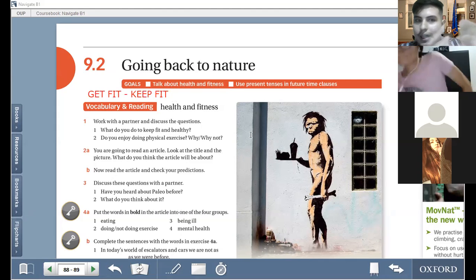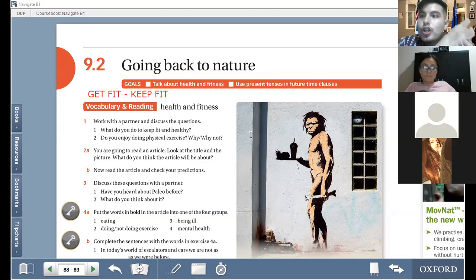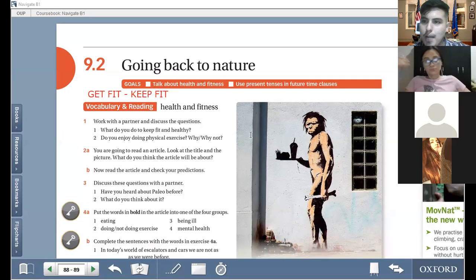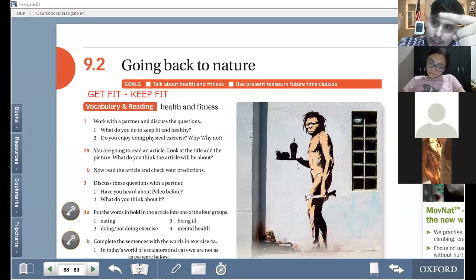So, one, get fit, remember, get fit. You are going to start the process, right? If somebody tells you, hey, you need to get fit, that's because maybe you're getting fat, like me. Now, if somebody tells you, hey, you need to keep fit, that means you are in a good condition, and you need to keep working on it.